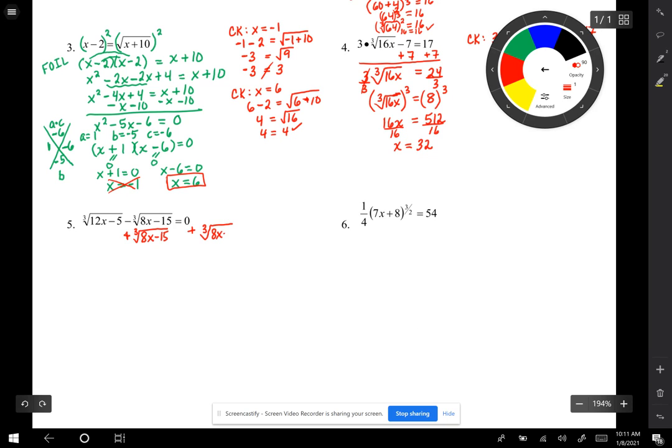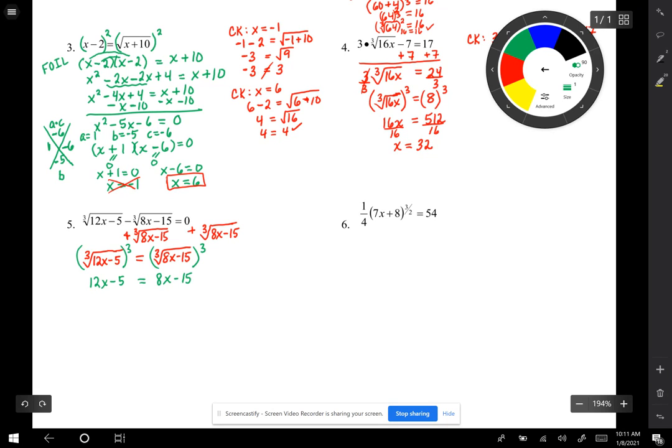This one's not that bad, actually, once you get over the fear that there's 2 radicals. So on the left side, you have cube root of 12x minus 5. And on the right side, you have cube root of 8x minus 15. And hopefully you know, since it's cube root, we want to raise both sides to the third power. It's really not bad. Pretty easy, actually. And then the cube root of the left side is just 12x minus 5. And the cube root of the right side is just 8x minus 15.